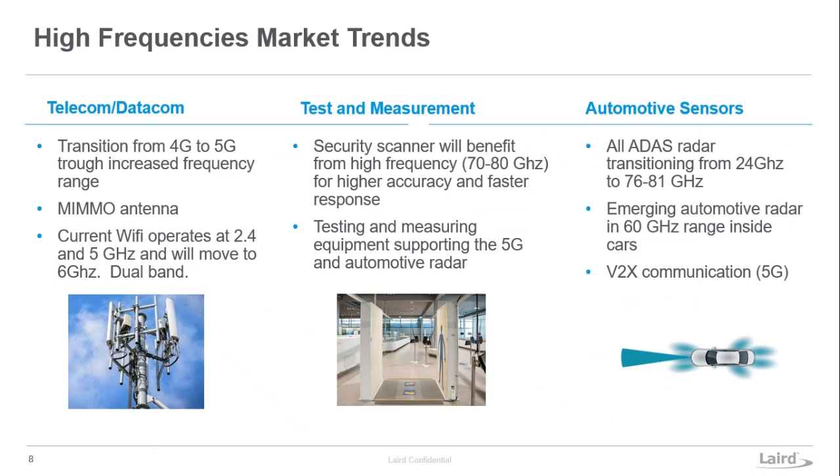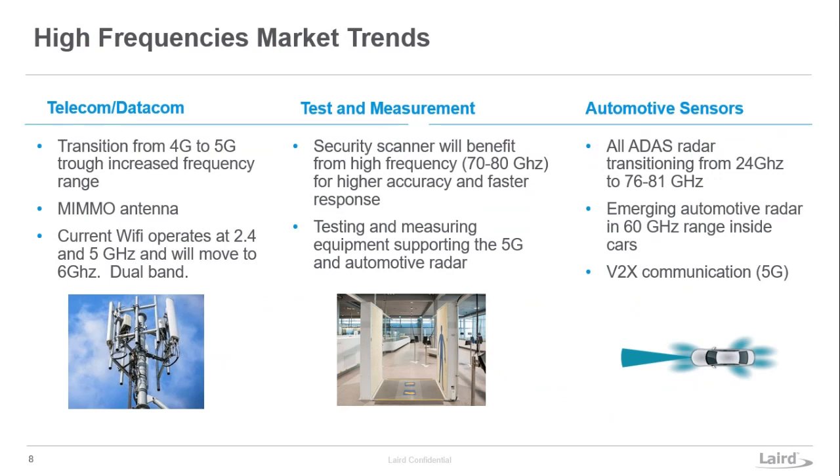In this telecom, datacom space, you may have also heard of a new standard that is starting to emerge and starting to be applied already in some devices, on wireless communication with Wi-Fi. It usually works on the 2.4 and 5 gigahertz bands, and now it's moving towards 6 gigahertz. That's what we call Wi-Fi 6. It's enabling dual band, more stability and more data rate.